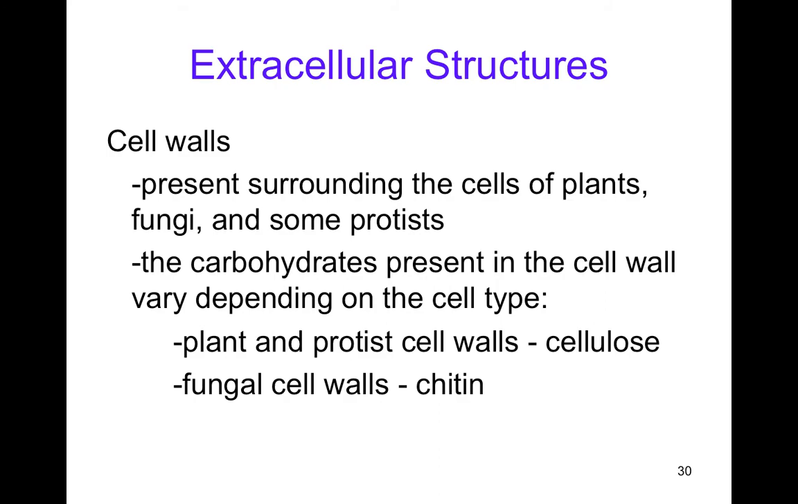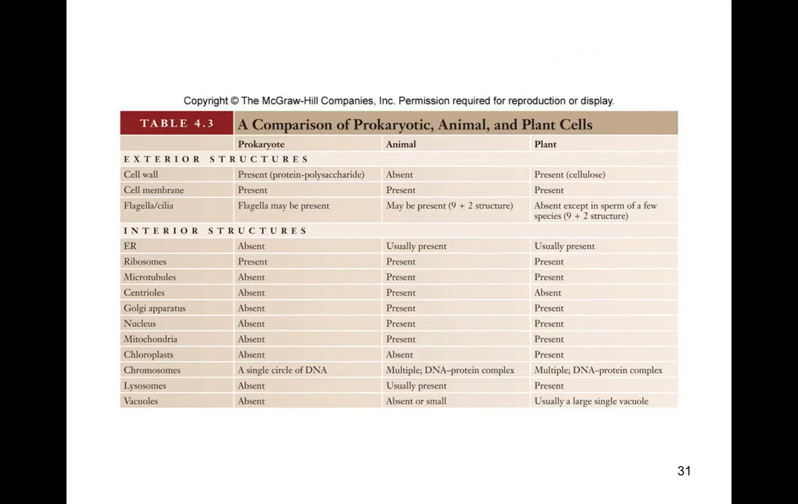And then fungi cell walls are made of a sugar called chitin. And this is actually the same material that crab shells are made out of, or insect shells. The exoskeletons of insects are made of chitin. Lobster shells are also made of chitin. So it's a very tough material, as you can imagine.